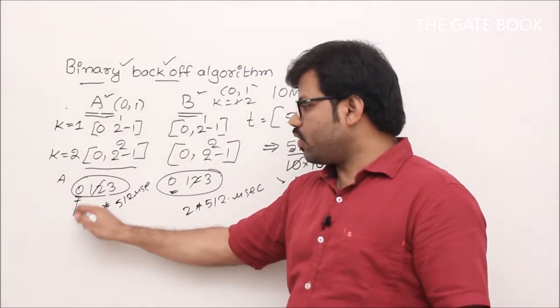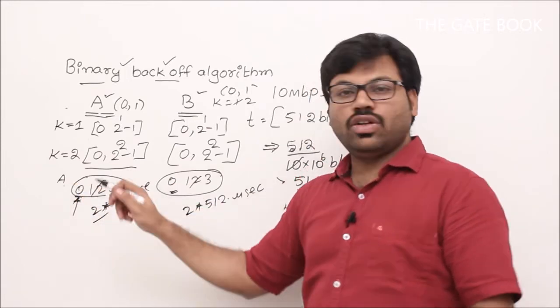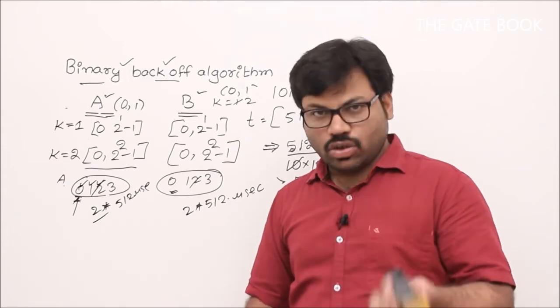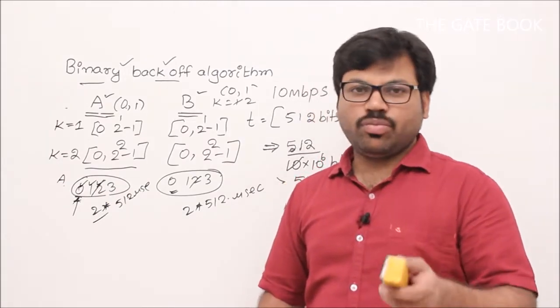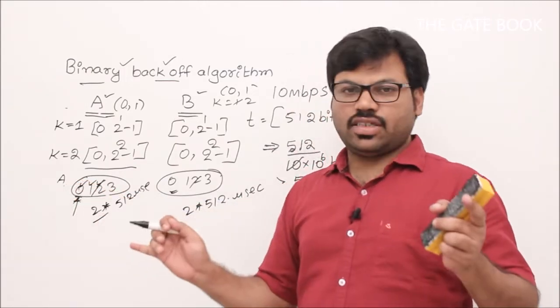Let me ask one straight question. What is the probability that A is going to generate 0? Assume that, let's say, the random number generator is good and I'm assuming a uniform distribution. Whenever I assume a uniform distribution, every digit will have the same chances.